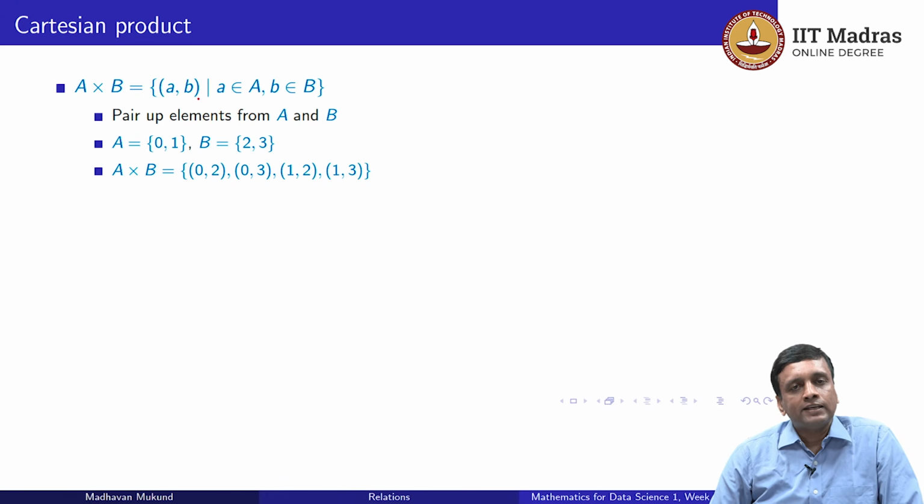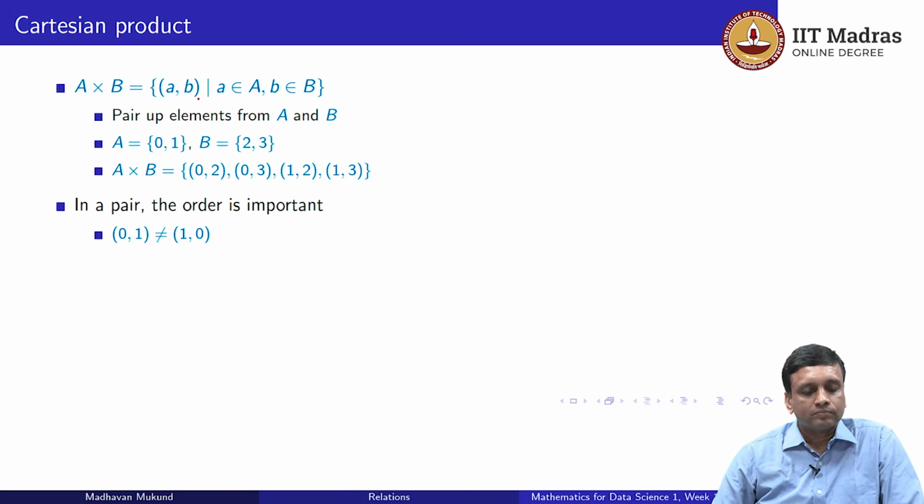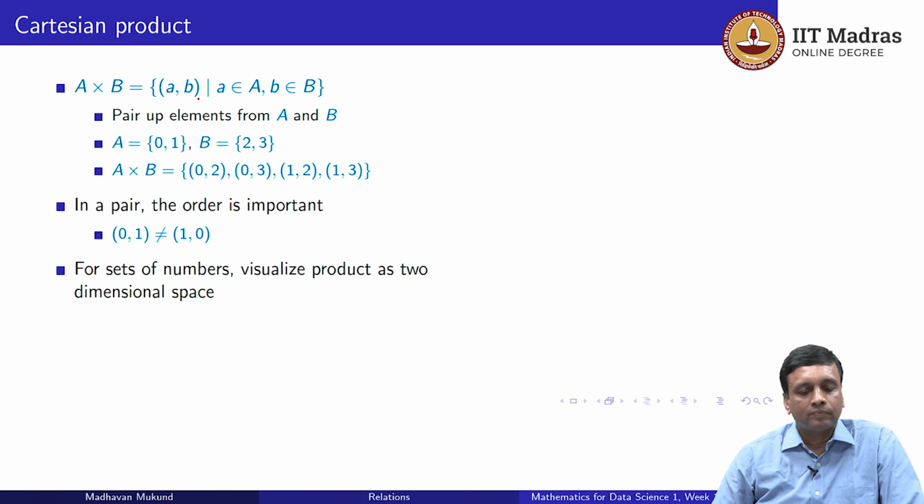So for instance, if A is the set {0, 1} and B is the set {2, 3}, then all possible pairs we can form in the Cartesian product are 0 combined with 2, so (0, 2), (0, 3), and then 1 combined with 2, (1, 2) and (1, 3). So we have 4 possible pairs. Now in sets we said that the order of the elements is not important, but of course when we are doing this kind of pairing, we know that the left element comes from the left part of the product and the right element comes from the right part of the product. So for example, (0, 1) is not equal to (1, 0). So here we have to respect the order when we talk about a pair.